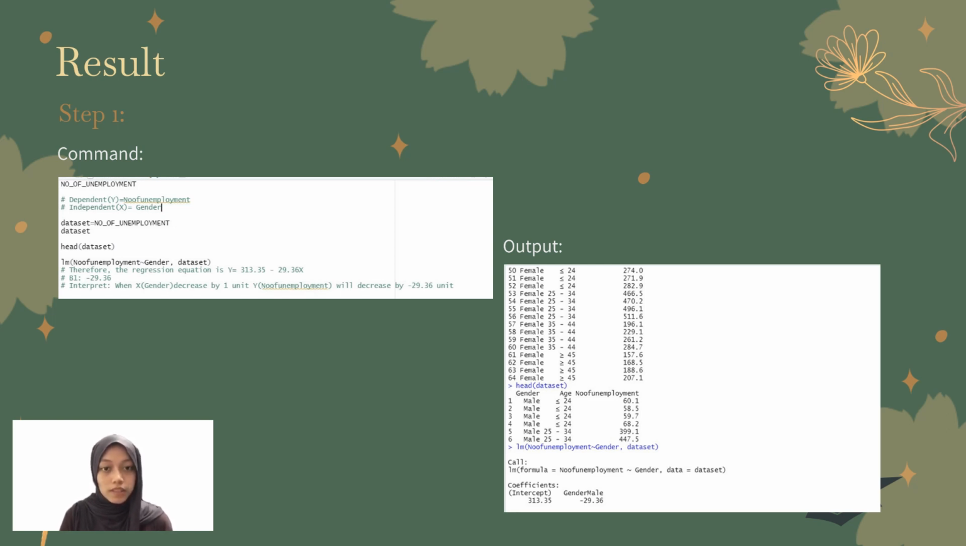First, we start the command with lm, open bracket, number of unemployment, tilde of gender, comma, dataset, end of bracket. We run the command and the output is coefficients of intercept, gender male. Therefore, the regression equation is y equal to 313.35 minus 29.36x. Here our b1 is negative 29.36. So the interpretation is when x gender decreased by 1 unit, y number of unemployment will decrease by negative 29.36 unit.